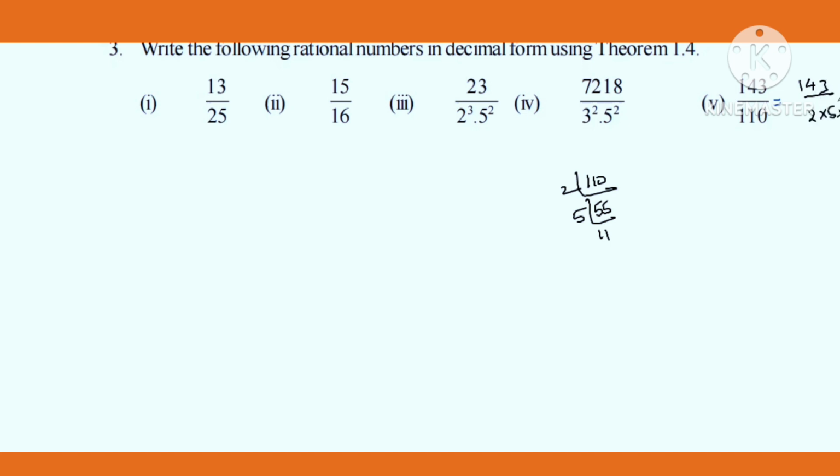So actually this 143 you can divide with 11. 11 ones are 11, 11 threes are 33. So we get 13 by 2 into 5, so 13 by 10. 13 by 10 means 1.3. Okay, that's all. Here 2 and 5 are already equal pairs, one 2 and one 5, so no need of multiplying with any other number. Okay, I think you understood this.